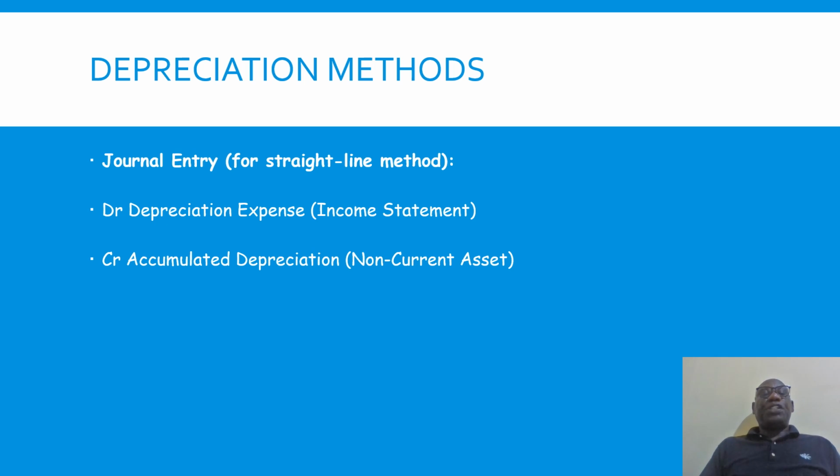We continue with depreciation methods. Now, our focus will be to look at the journal entry using the straight line method. If we are using the straight line method, the journal entry will be debit depreciation expense account in the income statement, and we credit the accumulated depreciation account. Remember, in place of accumulated, we can also have words such as provision for depreciation, or allowance for depreciation.